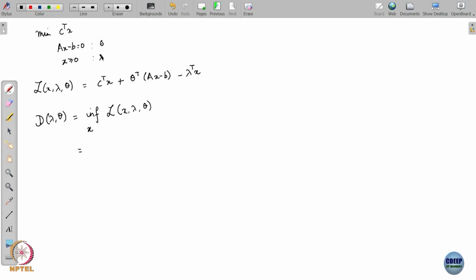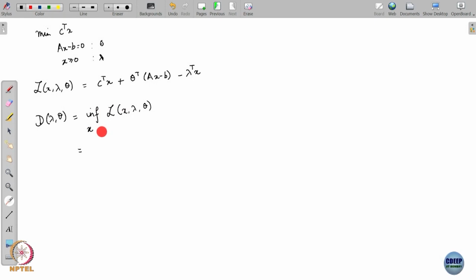Now, if you look at the Lagrangian function as a function of x, this is clearly a linear function in x. For each fixed lambda and theta, this is a linear function in x. And what you are doing here is taking the infimum of this linear function over this entire space.